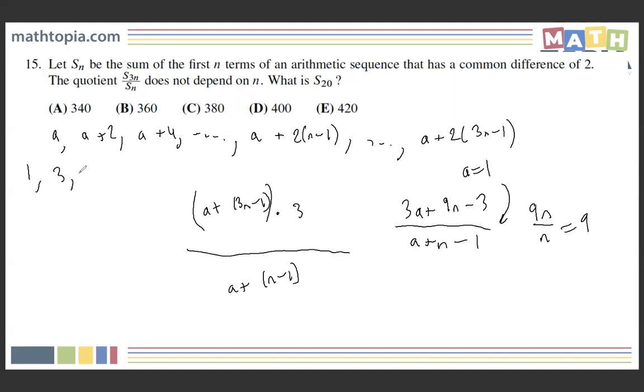So 1, 3, 5 up to 2n minus 1. Right? That would be the nth term. So it's asking for S of 20. It's not asking for the 20th term, it's asking for the sum of the first 20 terms. We know that the 20th term is 39. So the sum of these terms would just be, once again, we use that formula, 1 plus 39 over 2 times the number of terms, which is just 20. And that gives us 400.